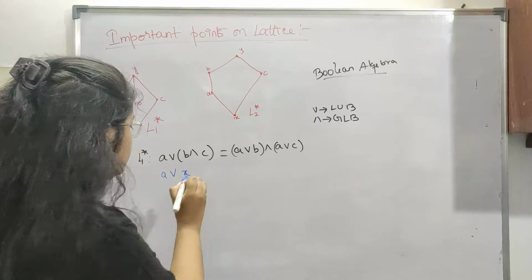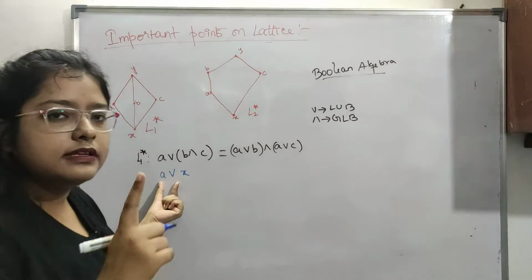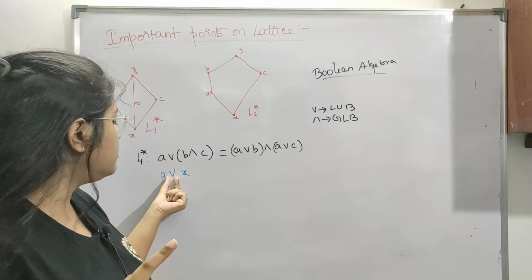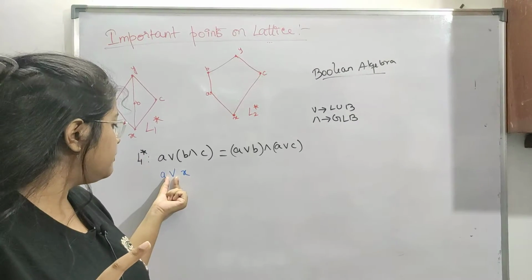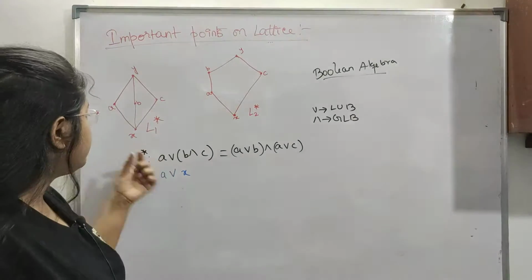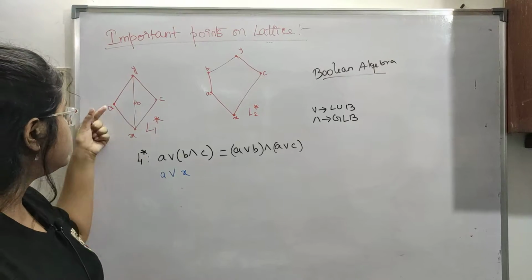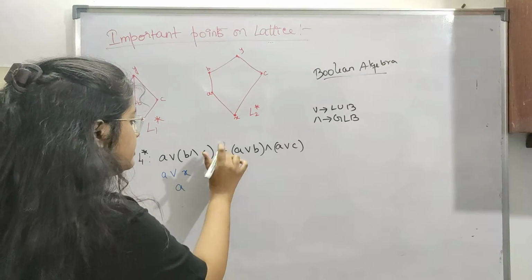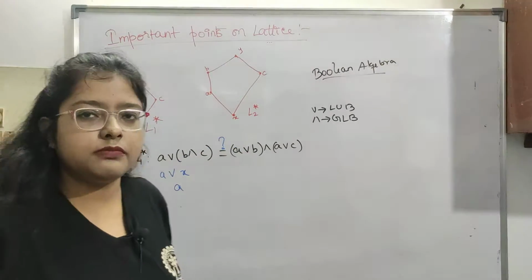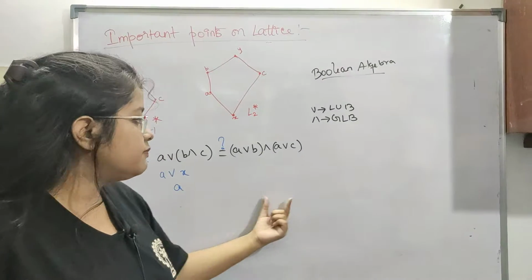So A LUB X means the lowest upper bound of A and X. A is here, X is here, so the LUB of both is A. Now let's put a question mark here, not an equals sign yet. Let's try to find out if this property holds.